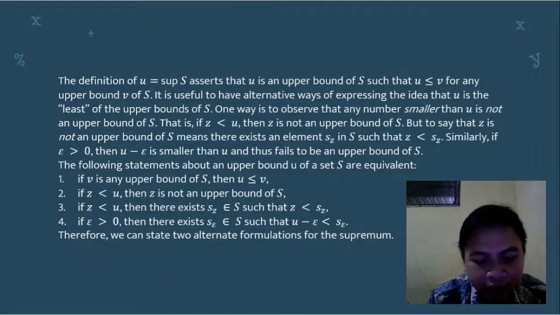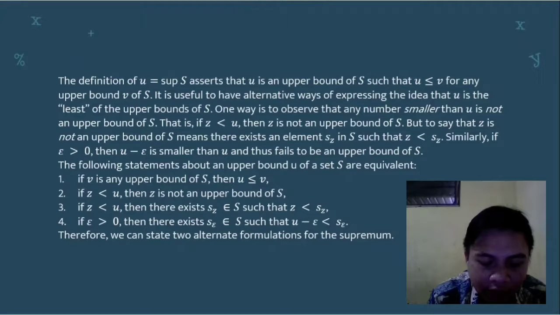But to say that z is not an upper bound of S means there exists an element s_z in S such that z is less than s_z. Similarly, if epsilon is greater than 0, then u minus epsilon is smaller than u and thus forced to not be an upper bound of S. The following statements about an upper bound u of a set S are equivalent. The first one is if v is any upper bound of S, then u is less than or equal to v. If z is less than u, then z is not an upper bound of S.